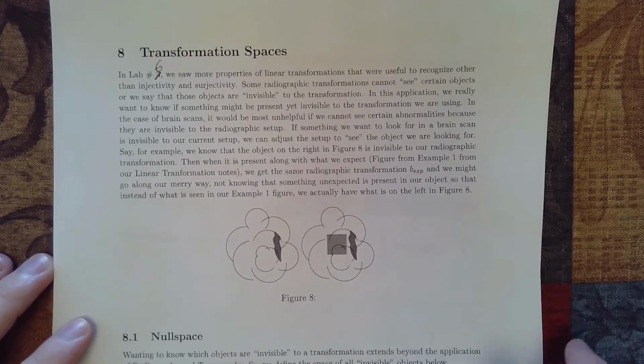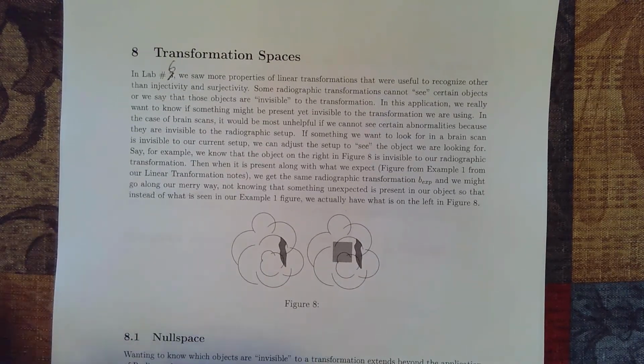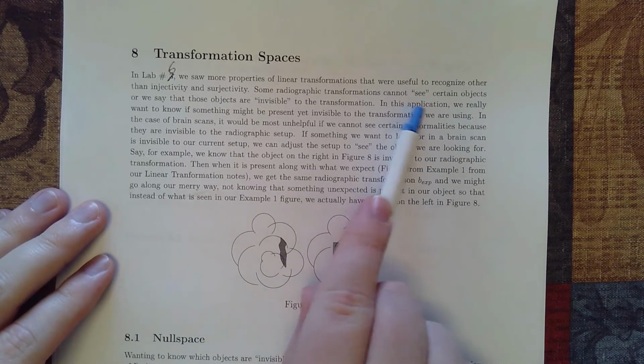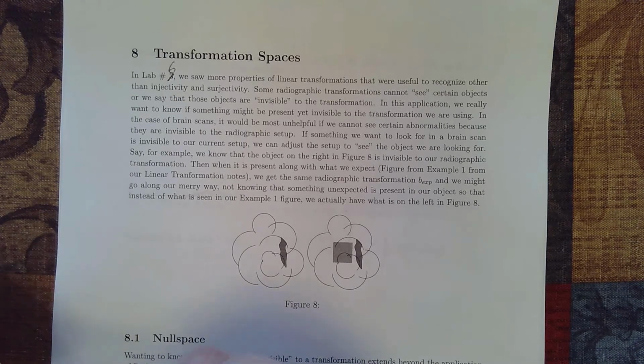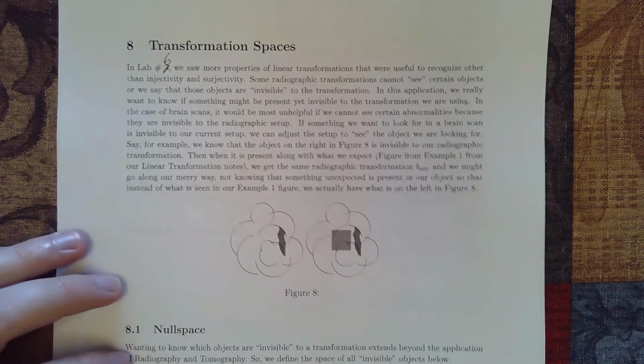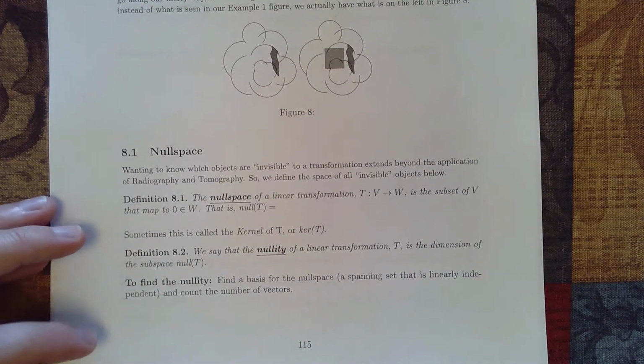All right, so one of the things we found out in Lab 6 was that sometimes we care about more things than just injectivity and surjectivity. Sometimes we care about whether there are certain vectors that will be outputs that we have as 0, or things that are invisible to our transformation. And we also want to sometimes know what objects we should expect to see as a result of our transformation. So these are the two main types of transformation spaces.